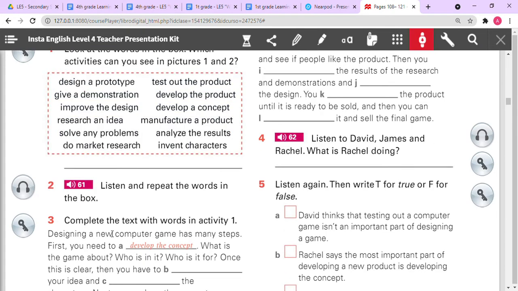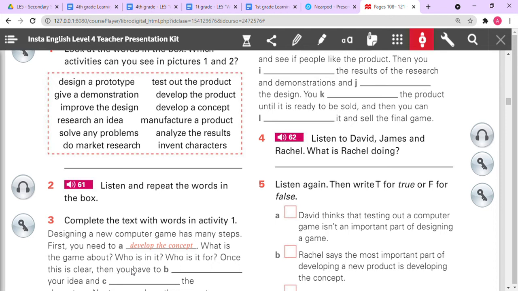Okay, let's see. Designing a new computer game has many steps. First, you need to develop the concept. Okay, this is the example, okay? What is the game about? Who is in it? Who is it for? When this is clear, then you have to... What about letter B? You have to research your idea and invent the characters.